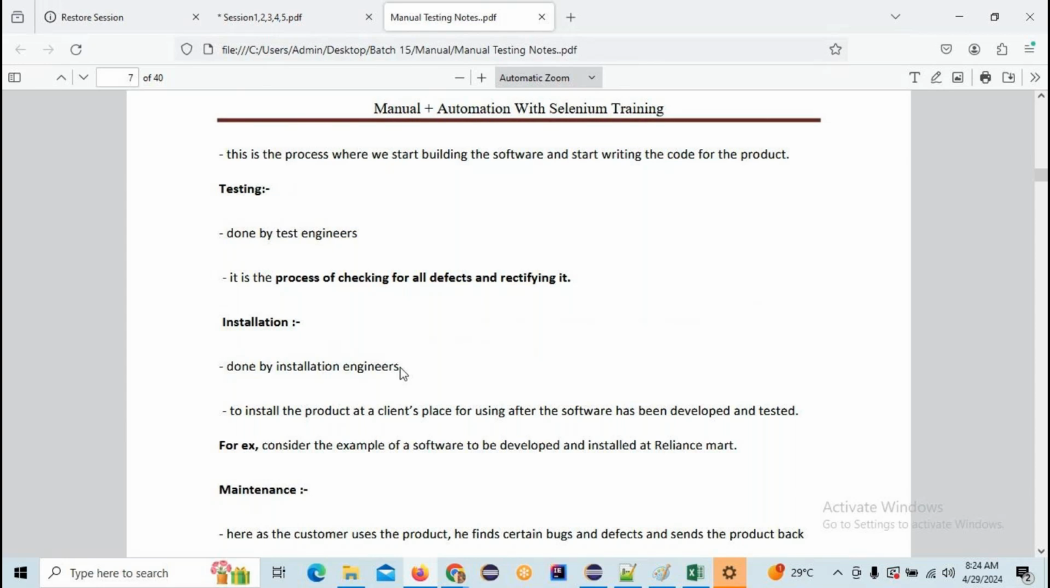1 minute, guys. Let me reshare the screen. I'm getting an error, so let's wait 5 minutes, guys. I'm not able to share the screen.